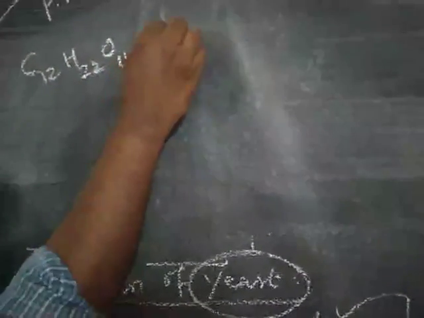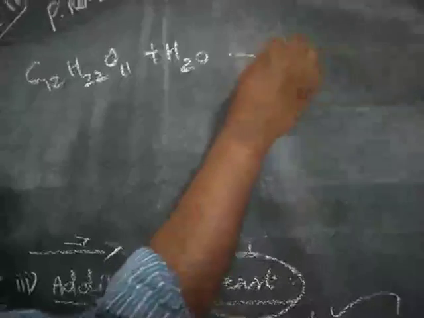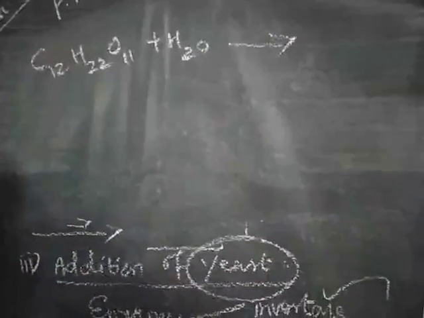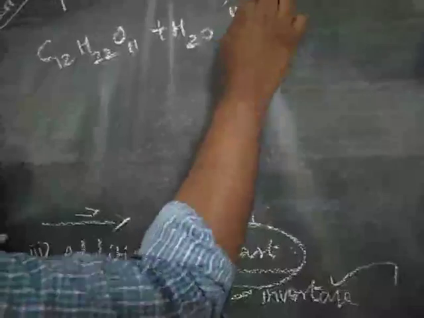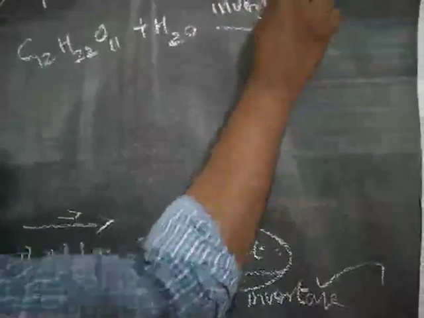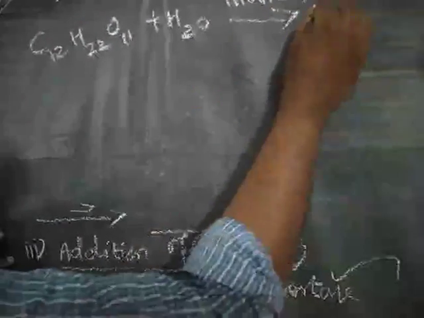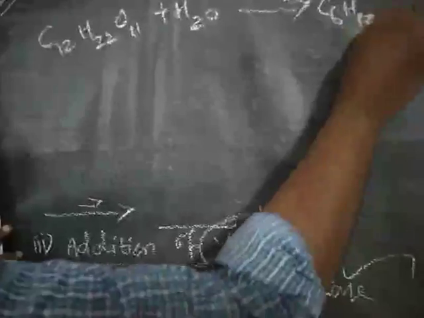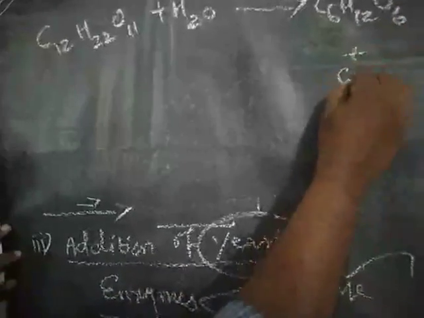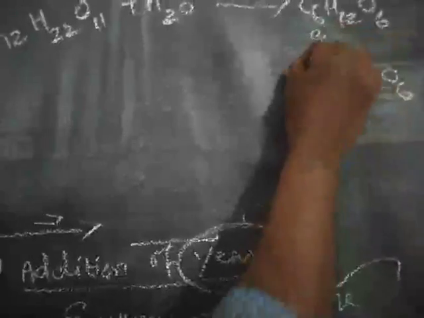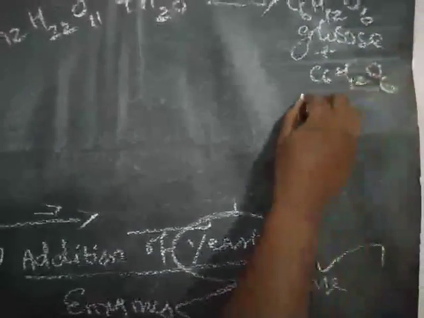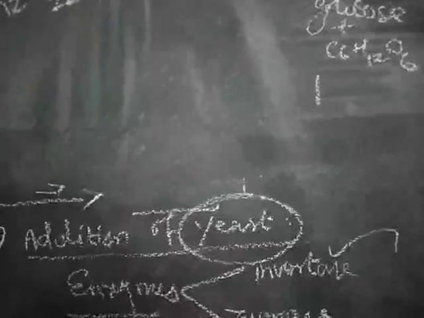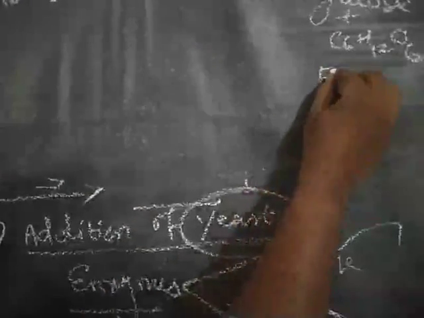C12H22O11, addition of water molecule. Here we are adding what? Invertase. Converted into C6H12O6 plus C6H12O6. Okay, glucose and fructose.